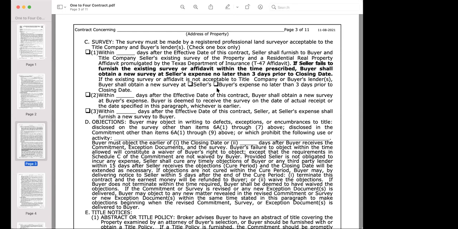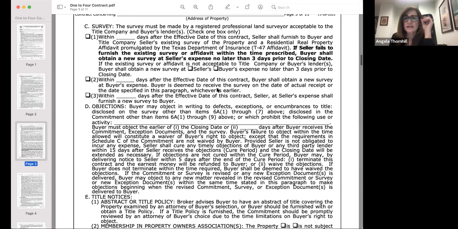So numbers 2 and 3 are if you're going to be ordering a new survey as opposed to trying to use an existing survey. Number 2 is if the buyer is buying it, which is usually the norm, I would say, for a new survey. Number 3 is if the seller is going to pay for it.